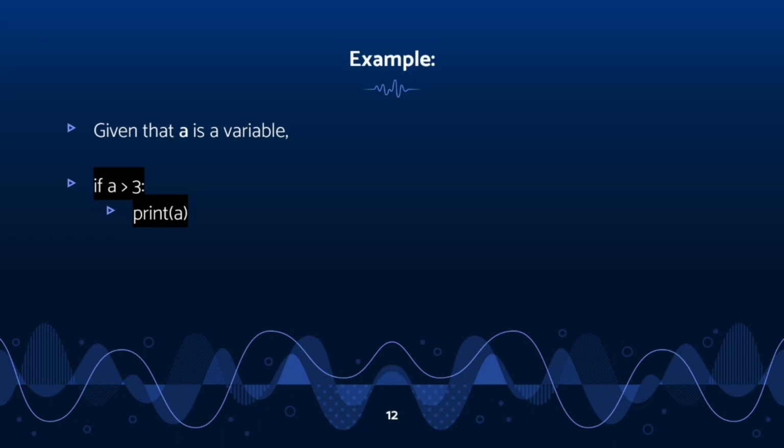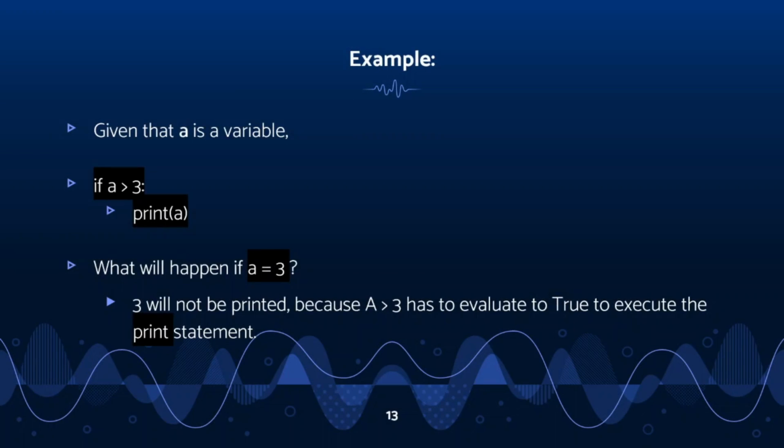Given that a is a variable, let's say we want Python to print a to the console, only if a is greater than 3. In Python, it'll look like: if a greater than 3, enter, print a. But what will happen if integer 3 was previously assigned to variable a? Of course, 3 will not be printed because a greater than 3 has to evaluate to true to execute the print statement.